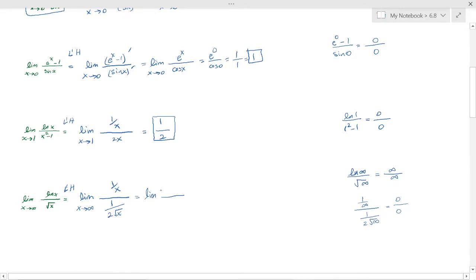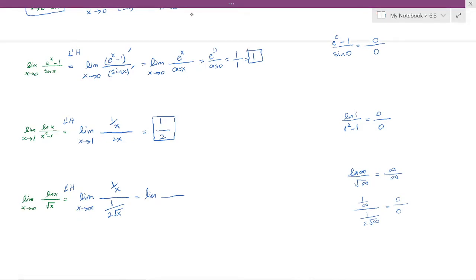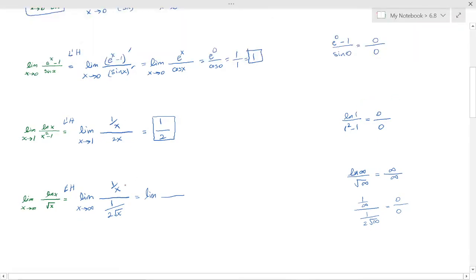And 1 over x divided by 1 over 2 square root of x is, if you multiply both numerator and denominator, let me do that. If you multiply both numerator and denominator by an x, why am I multiplying by x? Just to get rid of this fraction. X times 1 over x is 1. X times 1 over 2 square root of x. Maybe let's multiply by 2x just to get rid of this 2 as well. So we'll get 2. The 2's will cancel out. X divided by square root of x is square root of x, as x approaches infinity.